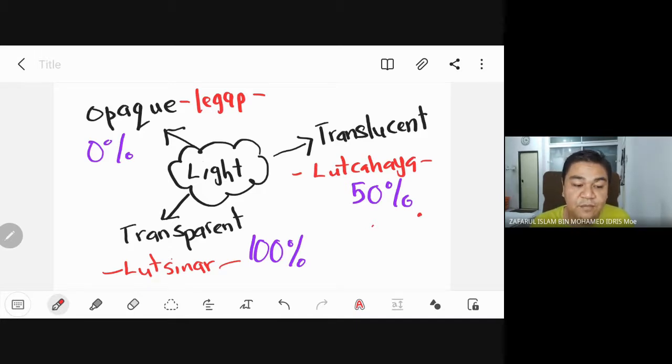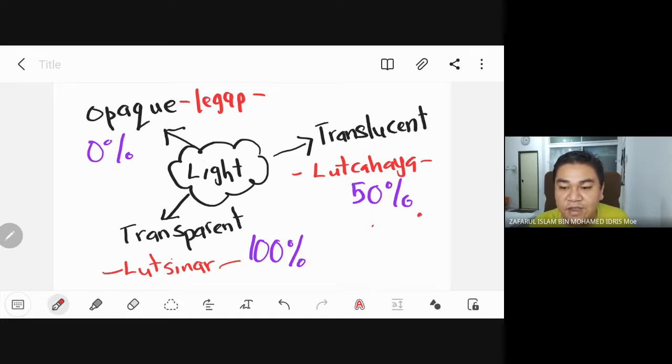Okay, the second one, translucent. Dia hampir sama dengan transparent tapi translucent allow only some of the light to go past through it. To go past through it maksudnya menembusinya sebahagian, lebih kurang 50%. Maknanya sebahagian lah. Sebahagian. So, what are the example for the translucent object?